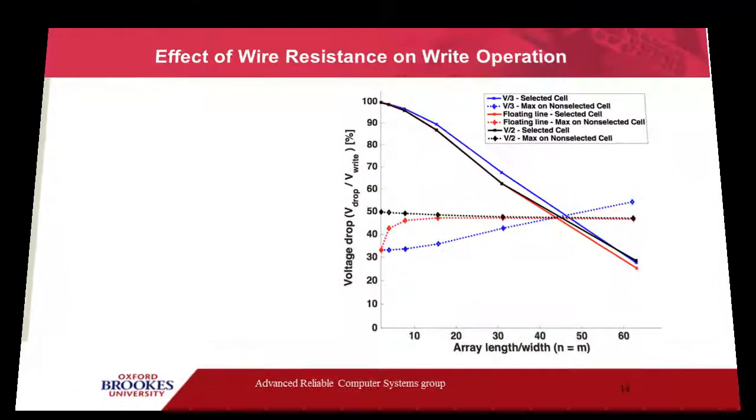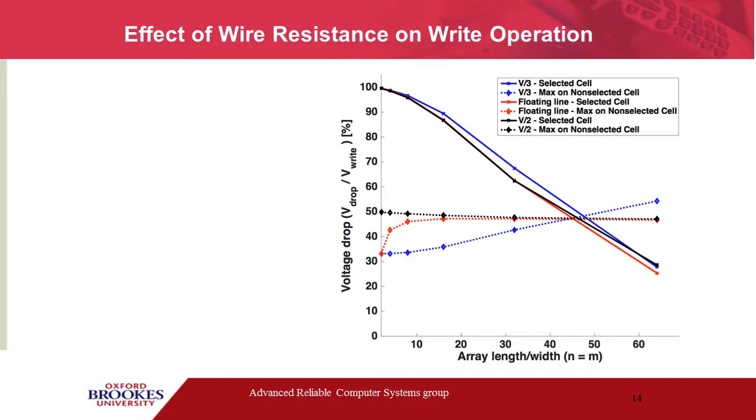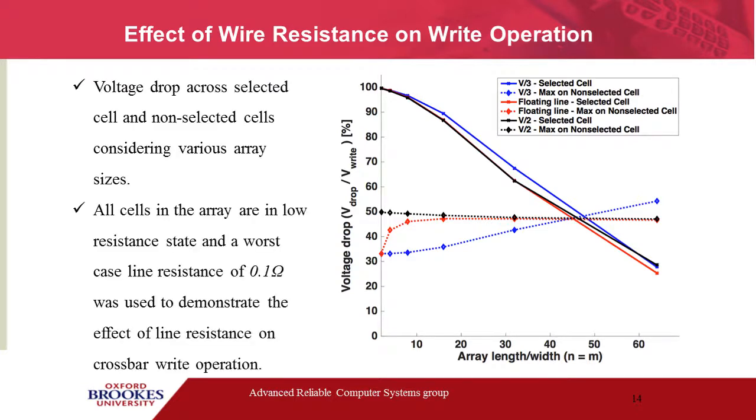Here I have the simulation result, which shows the voltage drop across selected cells and non-selected cells over a range of array sizes using each of the three previously explained write techniques. This result shows that as the array size increases, the reliability of the write operation reduces. You could also notice that for some array sizes, the voltage disturbance actually exceeds the voltage reaching the selected cells. The memory is pretty much less useful at this stage because a failure will occur at every point in time. That is, we have less voltage reaching the selected cell, which is insufficient to switch it to the desired state, and we have more voltage reaching the non-selected cell, so the disturbance is pretty much higher than the voltage reaching the selected cell. For the purpose of this simulation, we've assumed a worst case scenario where all cells in the array are in low resistance state, and we've also used a worst case line resistance value of 0.1 ohms.